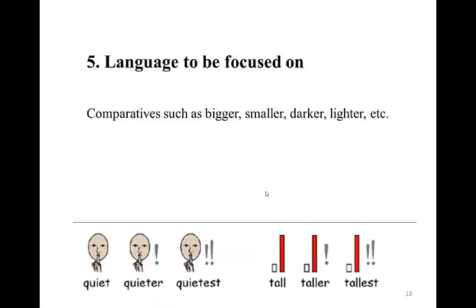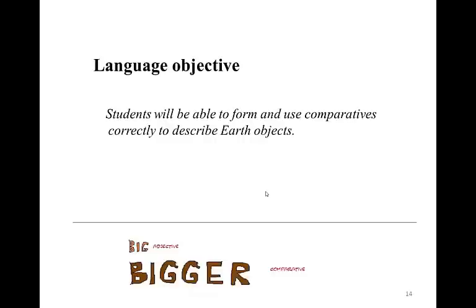The teacher might decide that since all of her students know color, shape, and size words, she'll have them make and use comparative form of adjectives, something that they haven't had practice with before. She decides that this is the most important language for students to learn and practice for this lesson. So, her language objective will read, students will be able to form and use comparatives correctly to describe Earth objects.